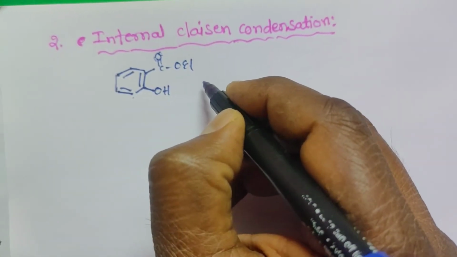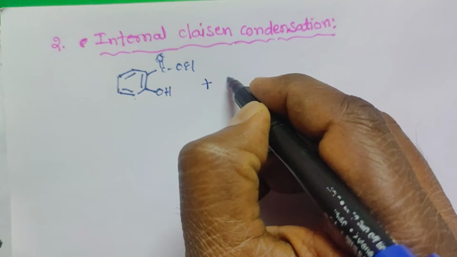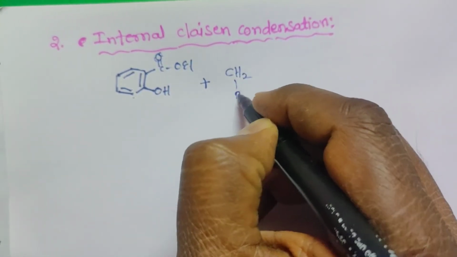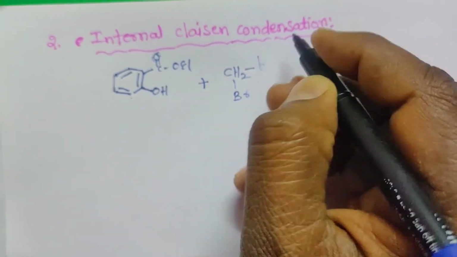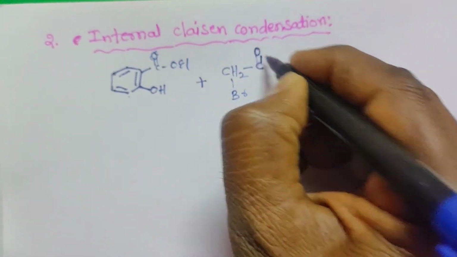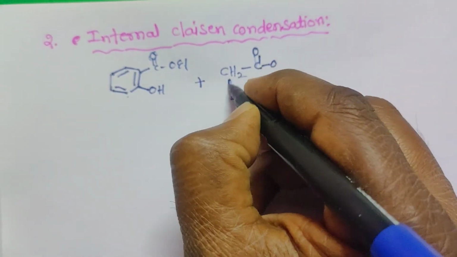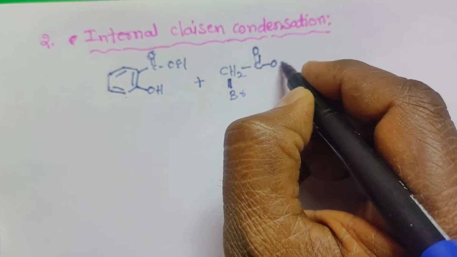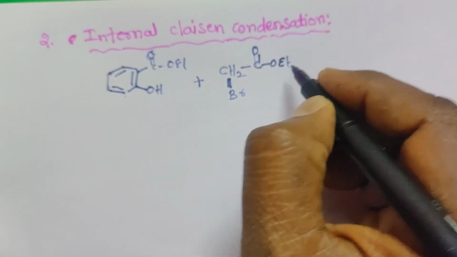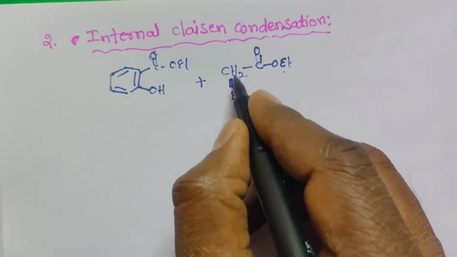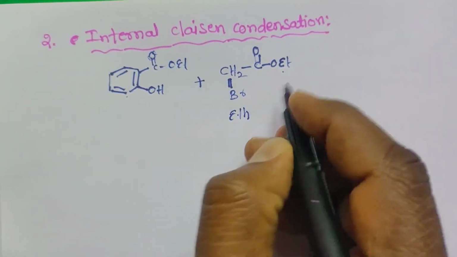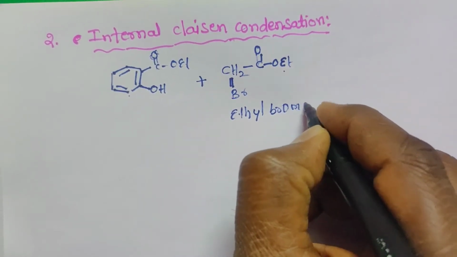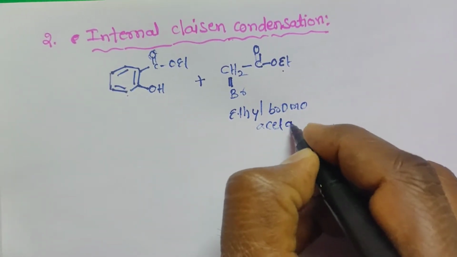And the second material is the ethyl bromoacetate. So look here, this is the bromoacetate. We have to put minus, but here I write the ethyl group. So now it becomes the ethyl bromoacetate. So this one is the ethyl bromoacetate. So this is the second starting substance.